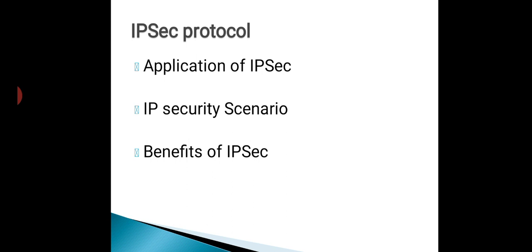IP security is below the transport layer and hence transparent to applications. IP security is transparent to end users also. If required, IP security can provide security to individual users. Okay, this is the IP security protocol, which is basically used for security purposes in intranet or extranet.